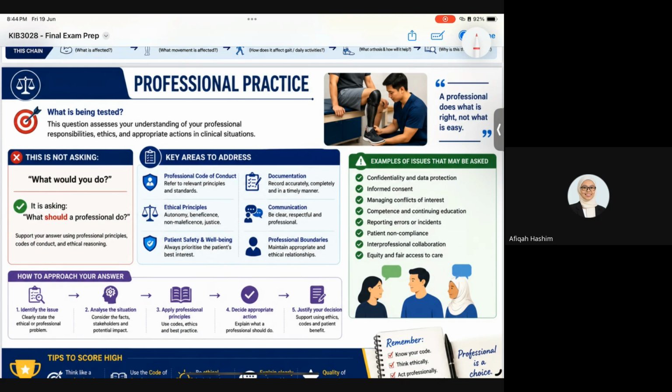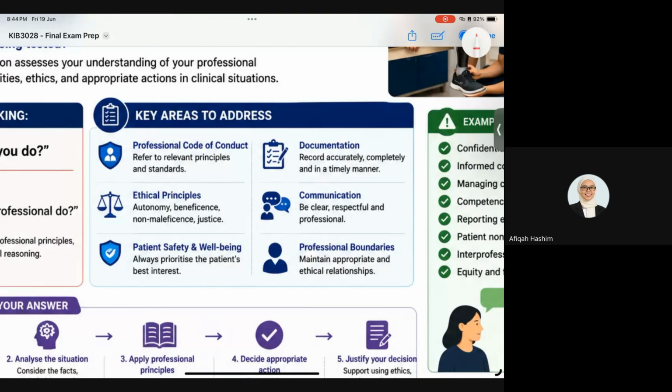So now let's look at the key area that you should address first, which is the professional code of conduct. I have it here or no?